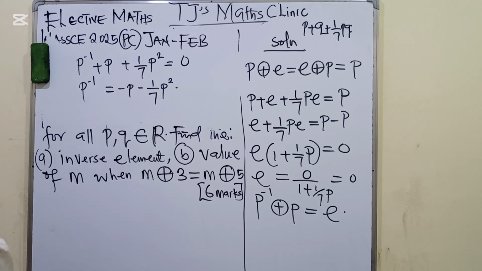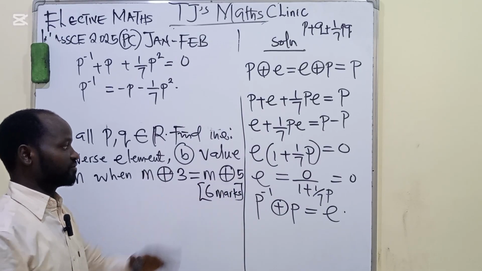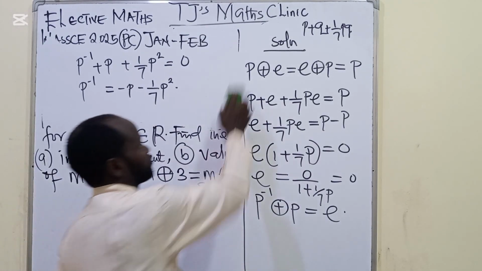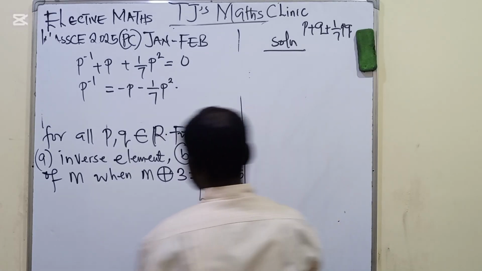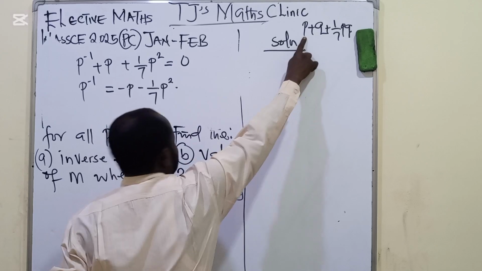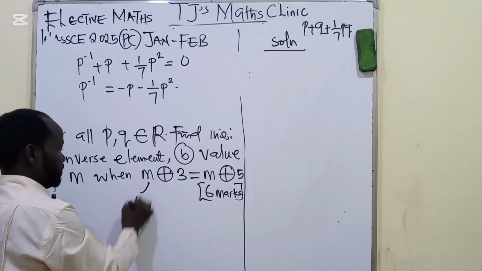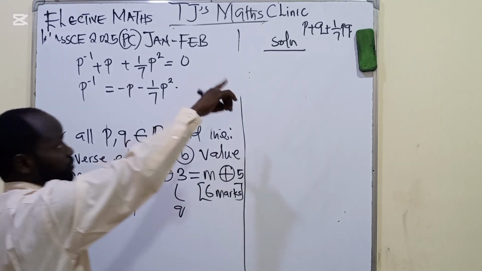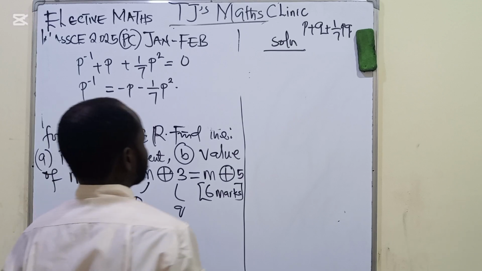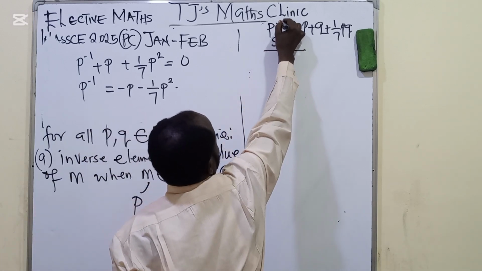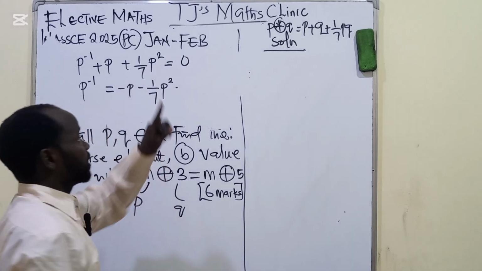The B part says we are asked to find M when M operation 3 is equal to M operation 5. Let's look at how we can handle this B part. B part is just by comparing. We relate M to P, then 3 to Q in that order, then we substitute. It means this is P and this is Q. Let's substitute into this operation, given that P operation Q is equal to this. So P to M and 3 to Q.